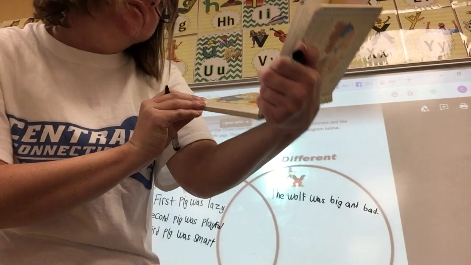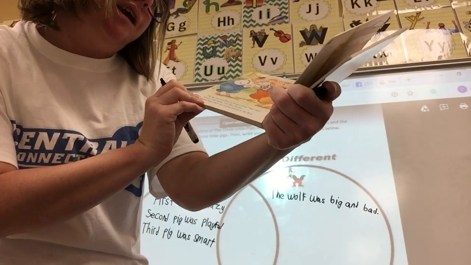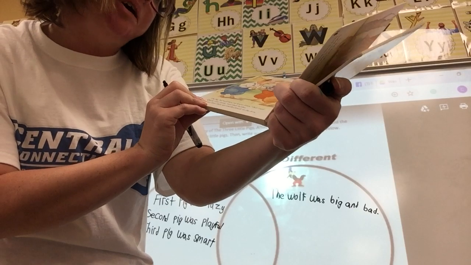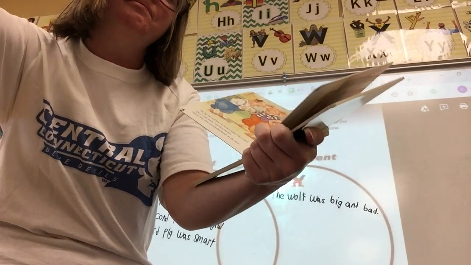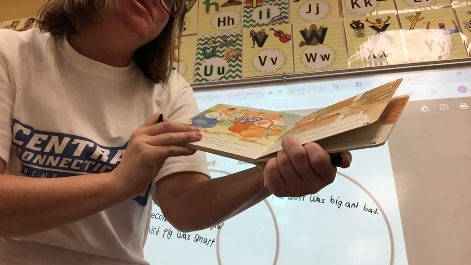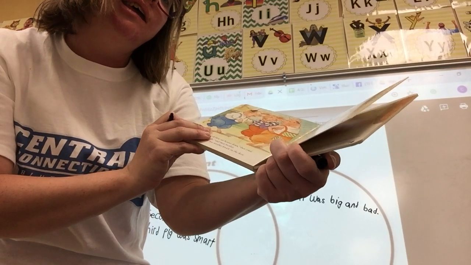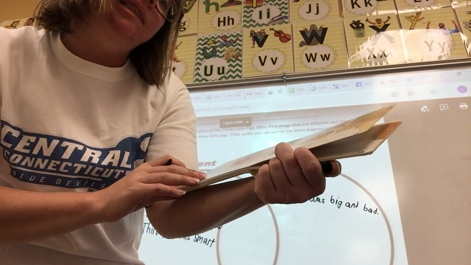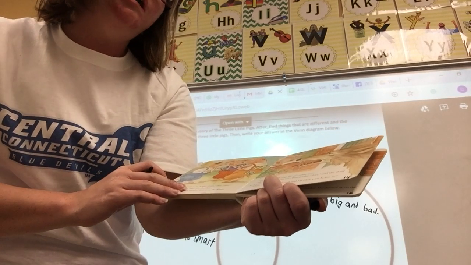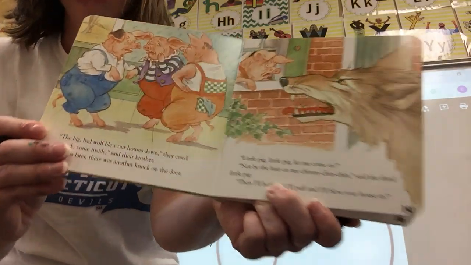The big bad wolf blew our houses down, they cried. Quick, come inside, said their brother. Minutes later, there was another knock on the door. Little pig, let me come in. Not by the hairs of my chin, said the third little pig. Then I'll huff, and I'll puff, and I'll blow your house in.